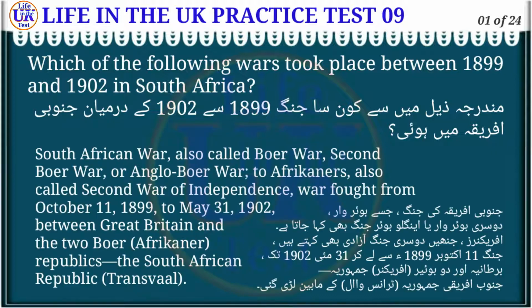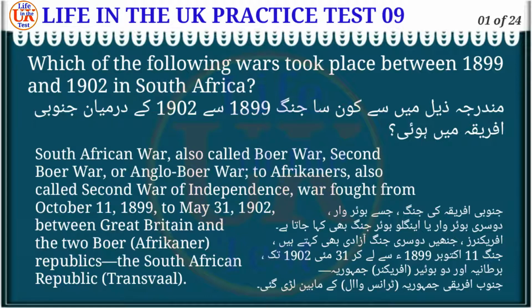The Boer War. South African War, also called Boer War, Second Boer War, or Anglo-Boer War, to Afrikaners, also called Second War of Independence. War fought from October 11, 1899, to May 31, 1902, between Great Britain and the two Boer Afrikaner republics, the South African Republic, Transvaal.